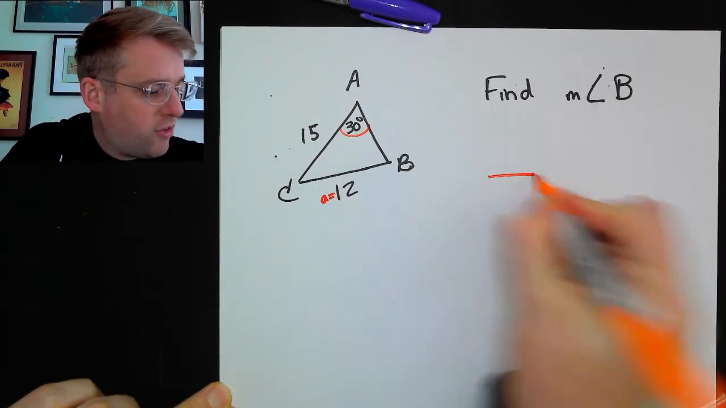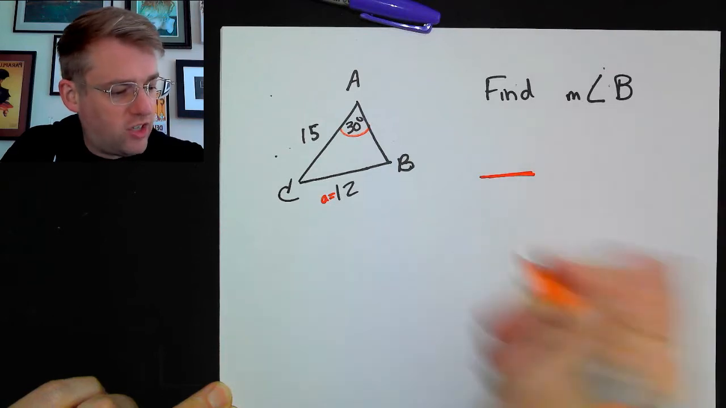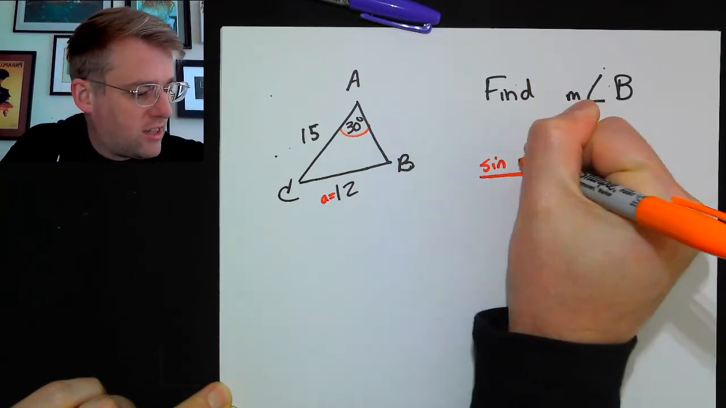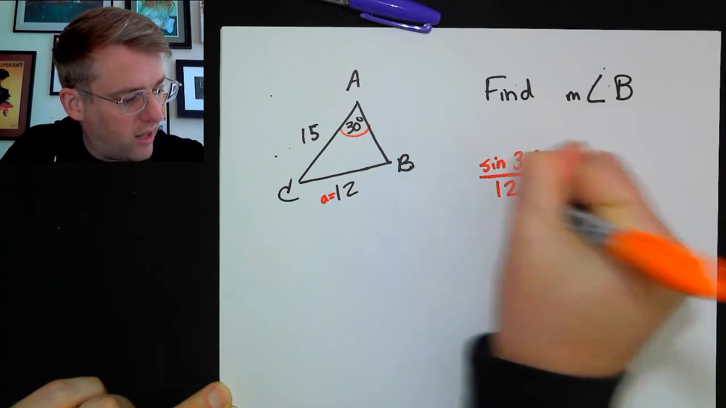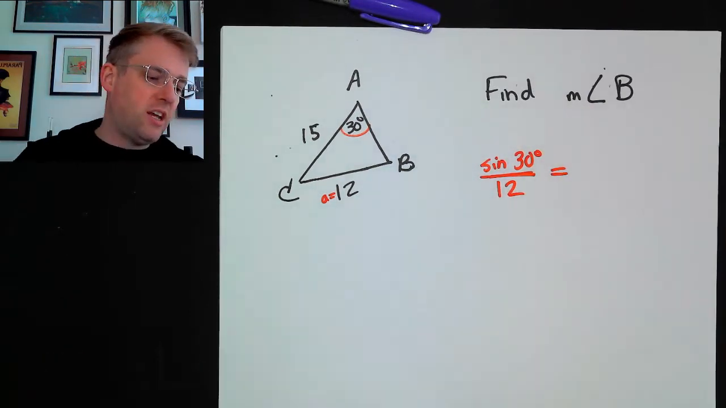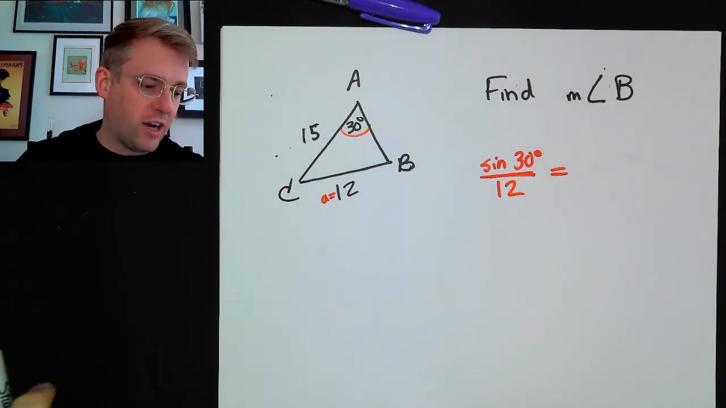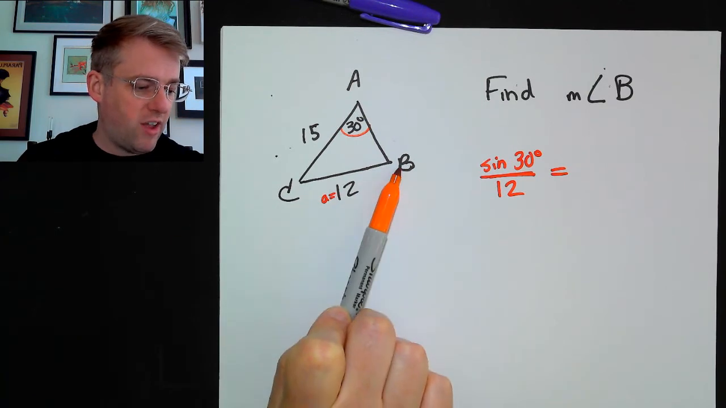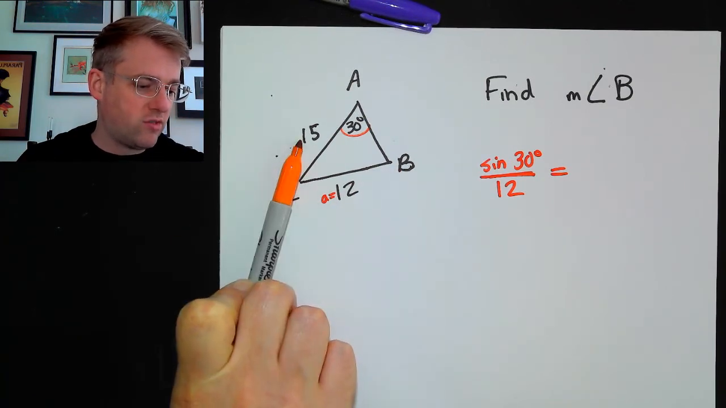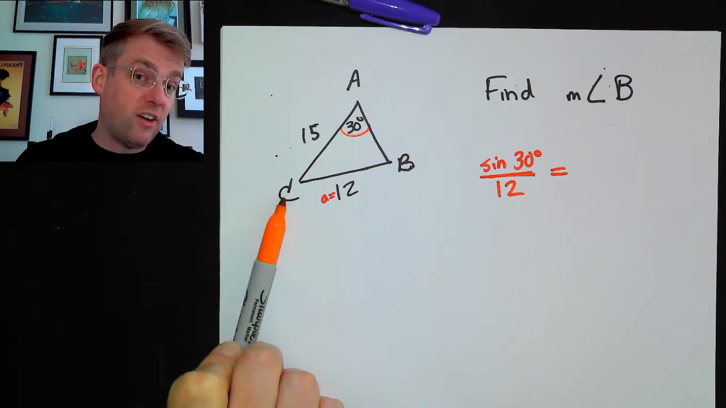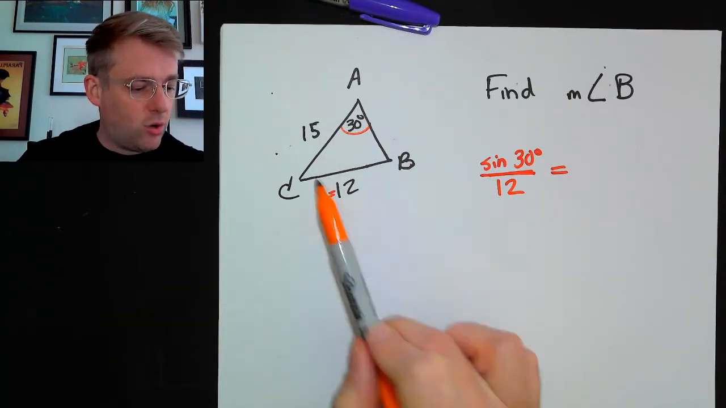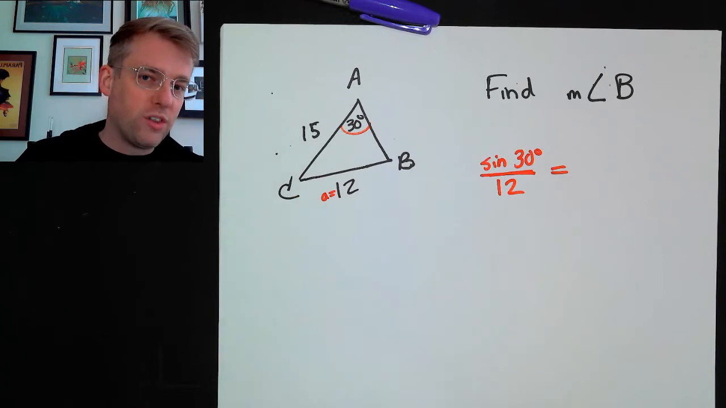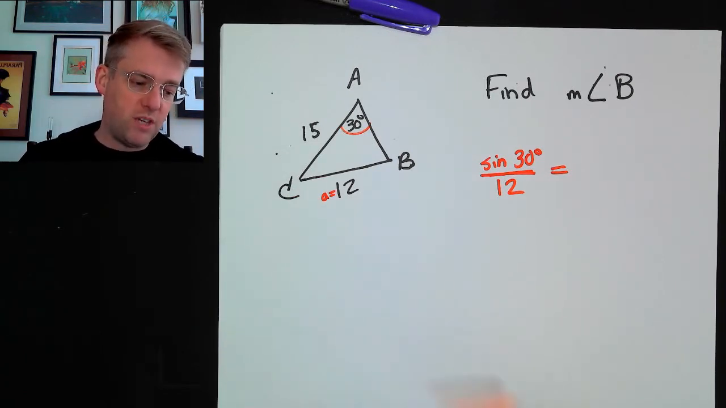So one of the fractions in the law of sines would tell us that the sine of 30 degrees over 12 is going to be equal to the other two potential fractions we could make, which have to do with the sine of angle B over the side across from it, 15, or the sine of angle C over the side across from it, which we don't know. So if we don't know either the angle or the side across from it, we cannot use the law of sines to find that missing piece.